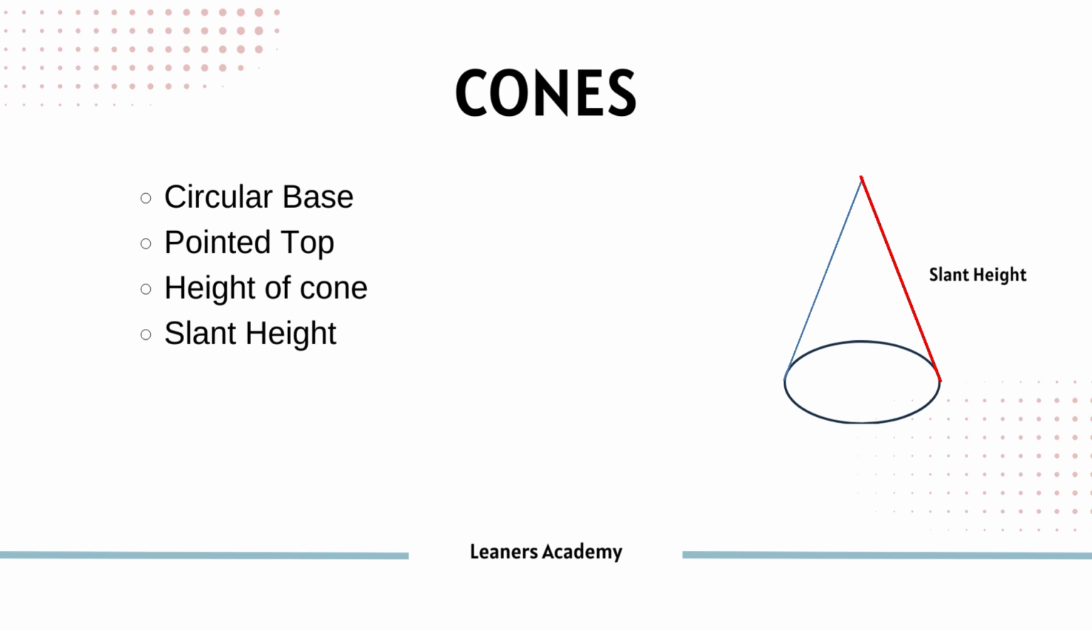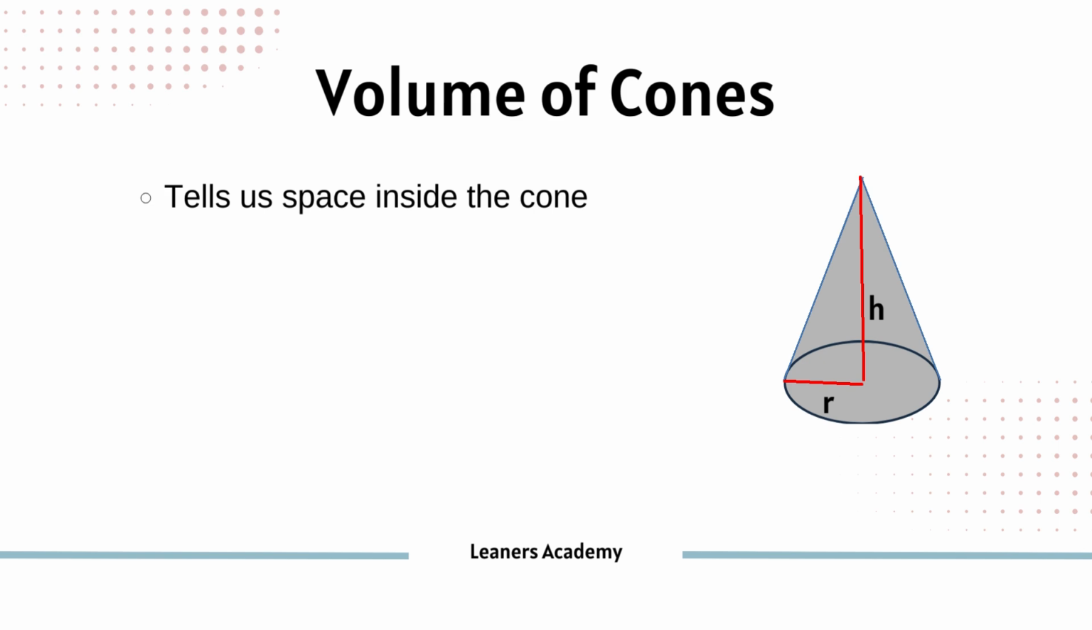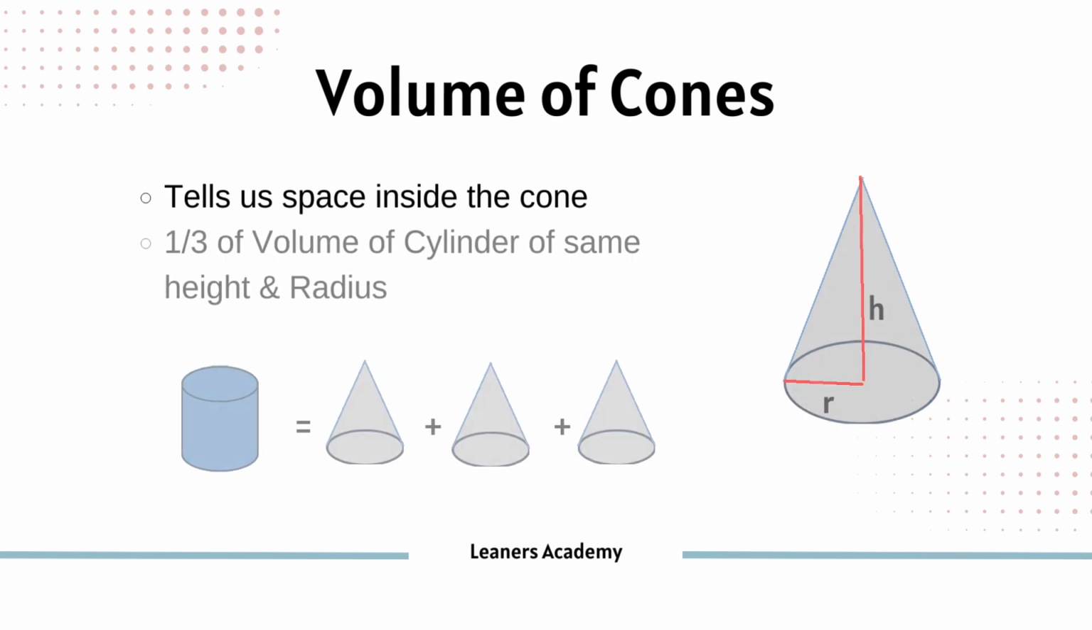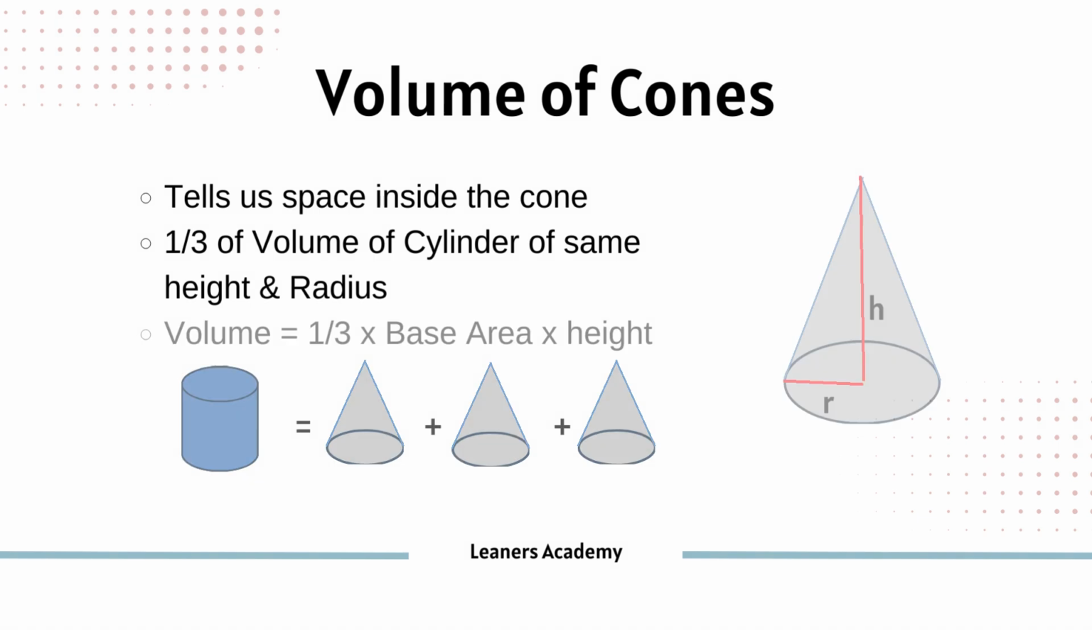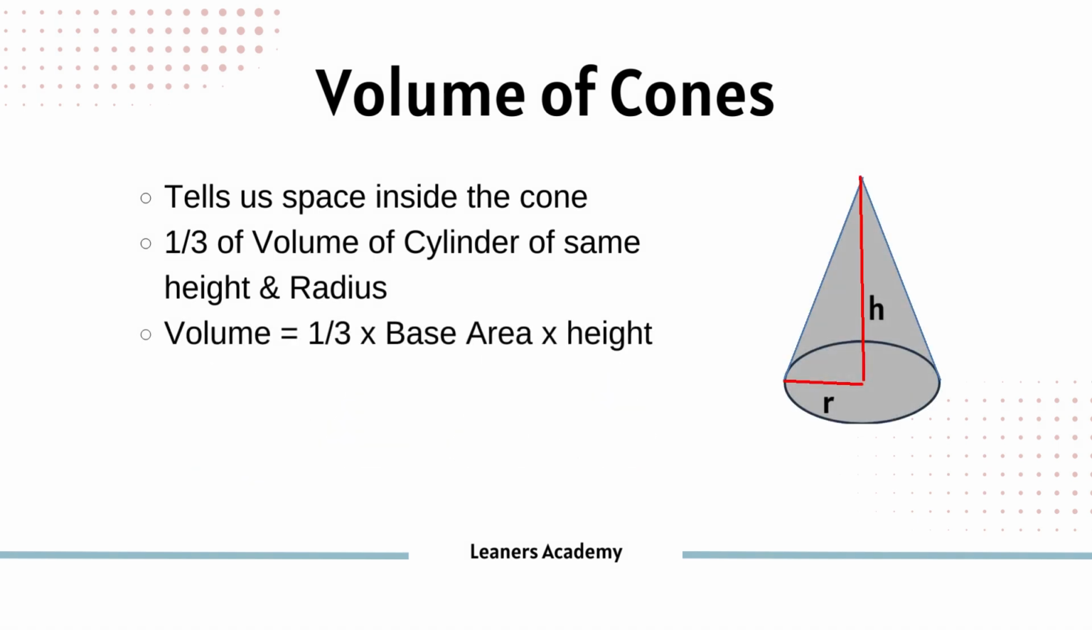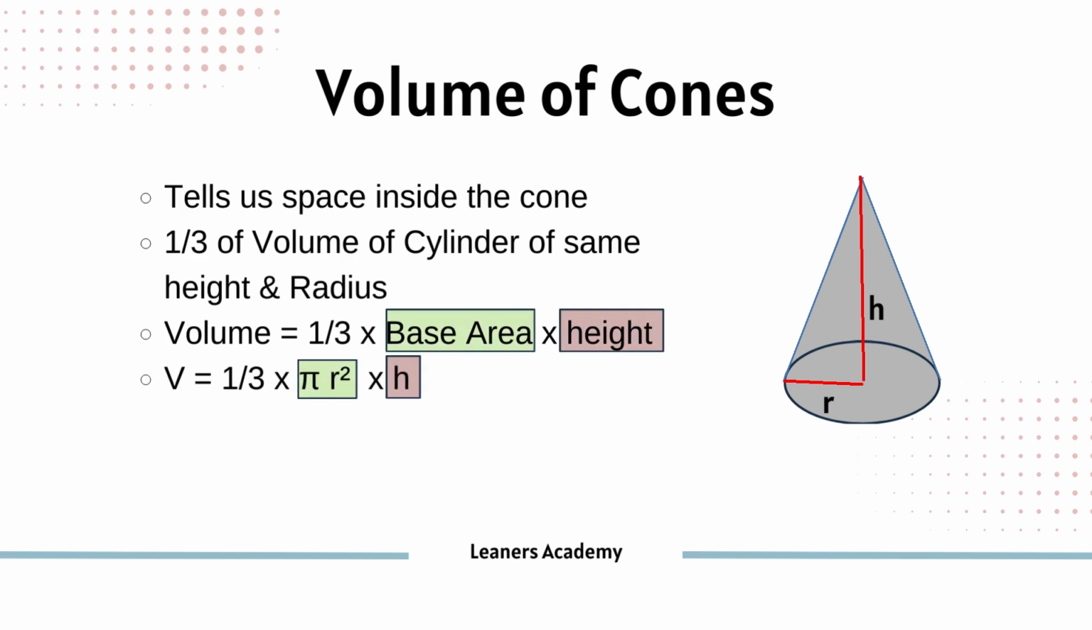The volume of a cone tells us how much space is inside the cone. You can think of it as the capacity of the cone. If we compare the volume of a cone to that of a cylinder, then the volume of a cone is 1/3 of the volume of a cylinder with the same height and base radius. The formula for the volume of the cone is 1/3 × base area × height, or mathematically, 1/3 πr²h. I hope that by looking at the formula you remember that it is similar to the formula for the volume of a pyramid, which is also 1/3 × base area × height.